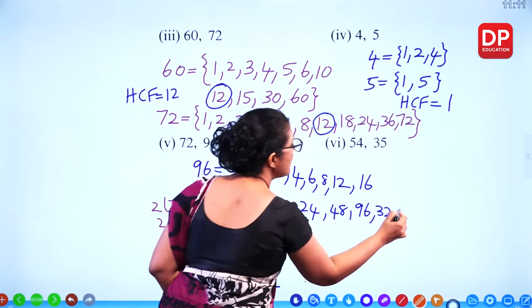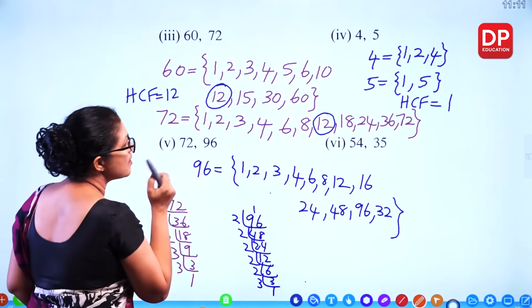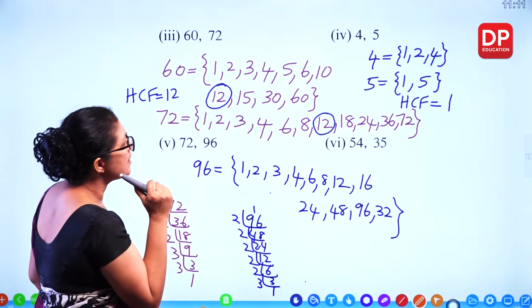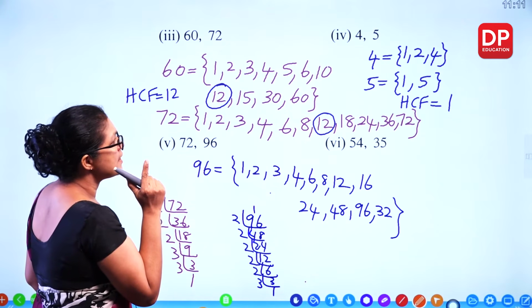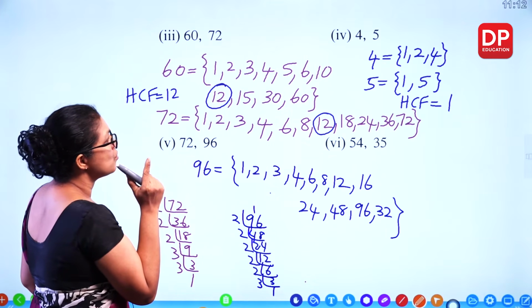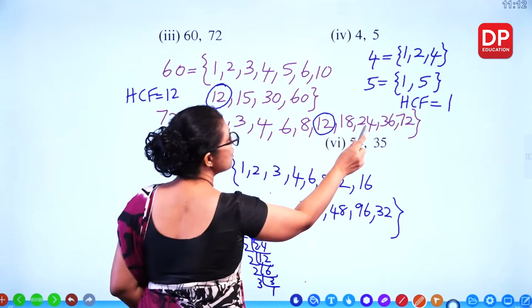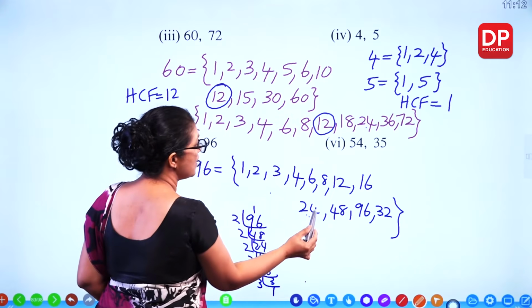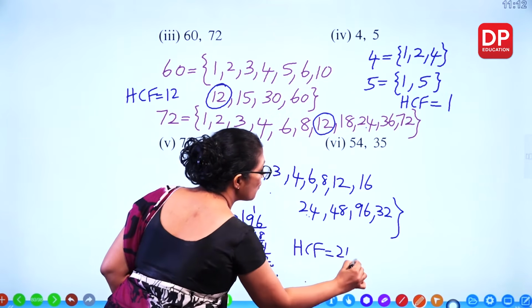It's there. Now see from 72. This and this, what's the highest common factor? 24. 24 is there. 72. 32 is not there. So 24 here and 24 here. So the highest common factor is 24.